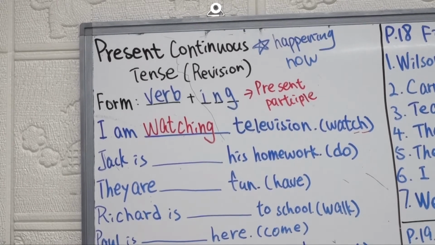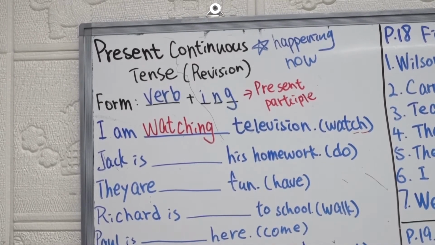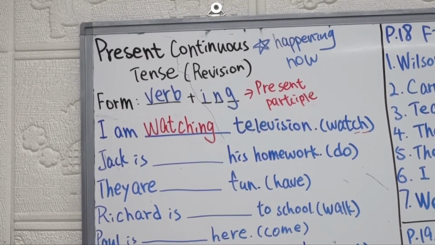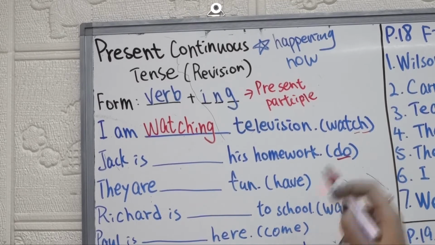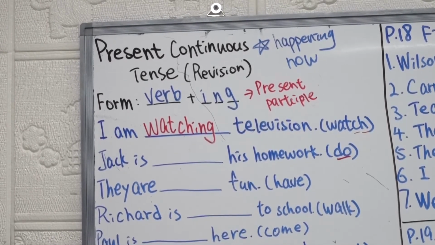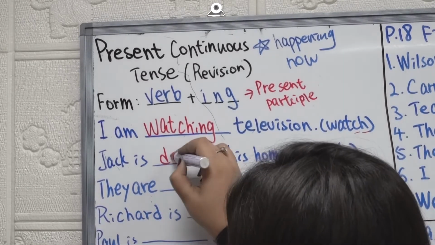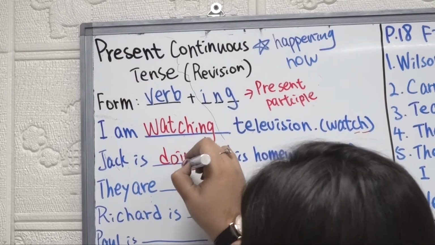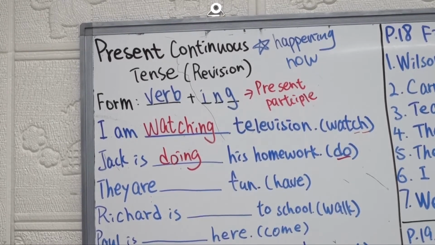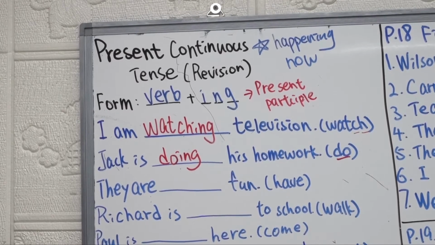Number 2, Jack is what? His homework. The word is do. Nothing special. It ends with O. Nothing special, so we just add ing. Doing. Jack is doing his homework.